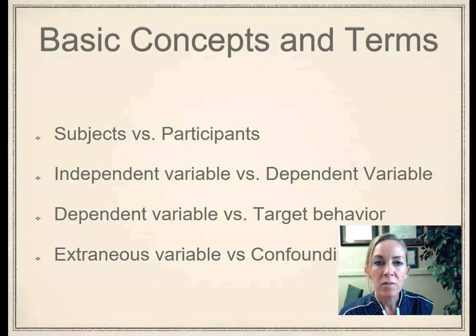Next, the terms independent variable and dependent variable are used to describe the elements in a study that relate to the demonstration of a functional relation. The independent variable is the intervention used to encourage change in behavior. The dependent variable is used to measure that change that's demonstrated by the desired outcome of the study. If a functional relation exists, the dependent variable should change in accordance with the presence or absence of changes in the independent variable. The dependent variable is the target behavior.